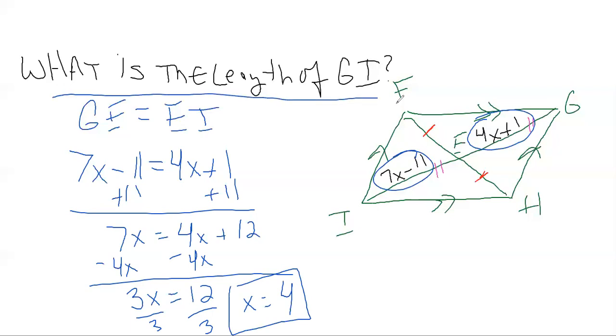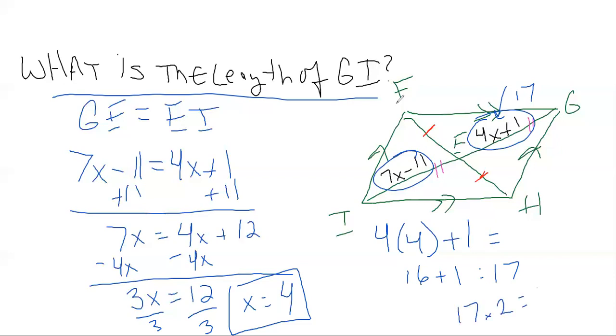We found what x is, but it says, what is the length of GI? Well, the length of GI is the combination of IE and EG. So what I'm going to do is find one of them. Let's take 4x plus 1: 4 times 4 is 16, plus 1 equals 17. So this one right here is 17. We know that GE is the same as EI. So I'm just going to take 17 and double it. So 17 times 2 equals 34.